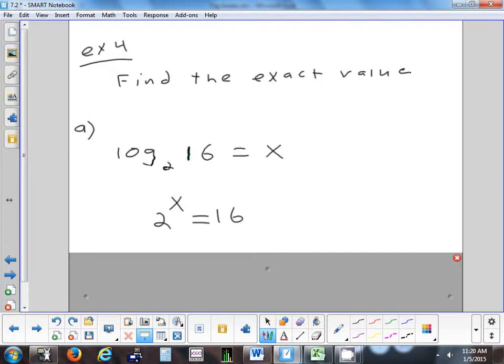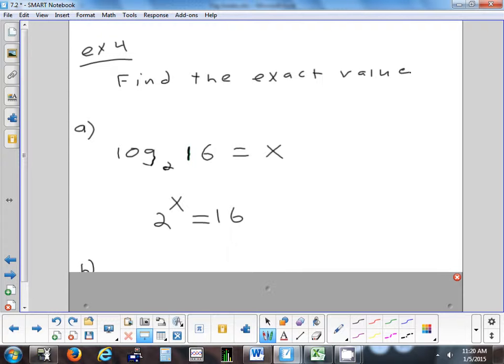Now from this point, we just have to guess the answer. I'm going to give you numbers that will work out nicely in your head for now. Okay, Max, what would the answer be to that? 4. Yeah, 2 to the 4th power, 2 times 2 times 2 times 2, gives you 16. Now if I made it 2 to the x equals 17.